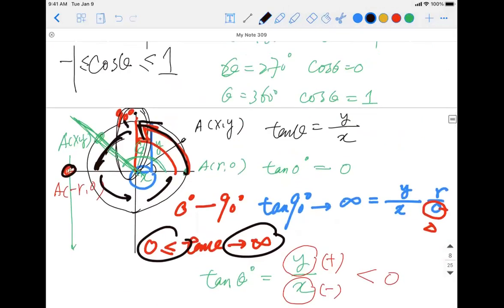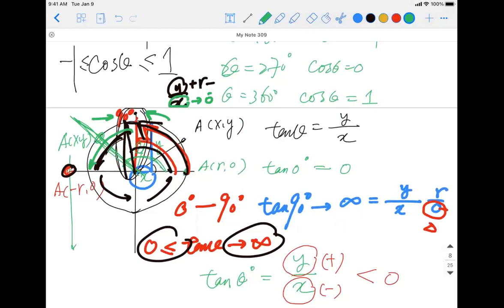Why? Because the moment you step to here, if you wanna do Y over X, your Y is actually a positive guy, very close to R. But your X is gonna be a negative guy, very close to zero, right? So if you're very close to 90 degrees, from the left-hand side, tangent theta will be close to positive infinity. From the negative side, tangent theta will go to negative infinity. And this guy is gonna go all the way to zero, right? This is kind of an idea of how tangent theta is changing its values. You don't have to know too much, because later, when we go to the trigonometry functions, we will show how this tangent looks for this entire range.